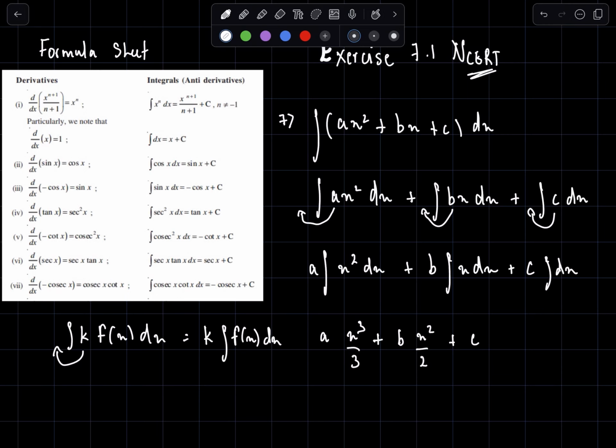C times x. Now each of them has its own constant, c1, c2, c3. It all adds up to c. Okay? So this should be your final answer for question number... Oh, this is question number 8. I'm sorry, I forgot to change it here. So this is question number 8, and this should be your answer. All right?